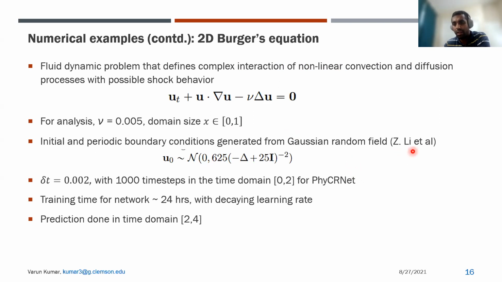And this is based on the work by Lee and authors. The time step value is 2 milliseconds, and they have 1,000 time steps in the time domain of 0 to 2. So what they have done is they have trained the model from 0 to 2 seconds, and then they have tested the prediction capability of the model from 2 to 4 seconds. The total empirical training time for this network was 24 hours, and they use a decaying learning rate.